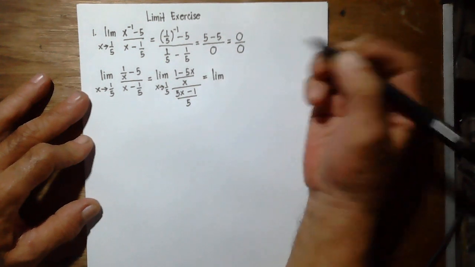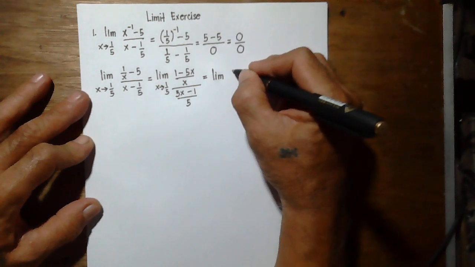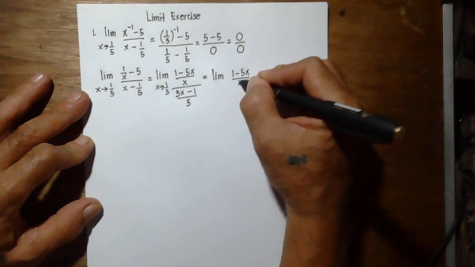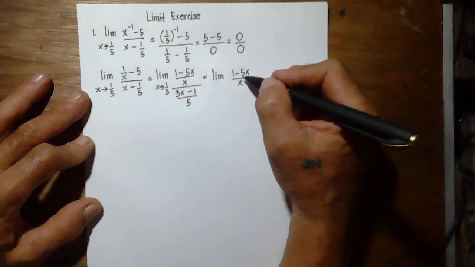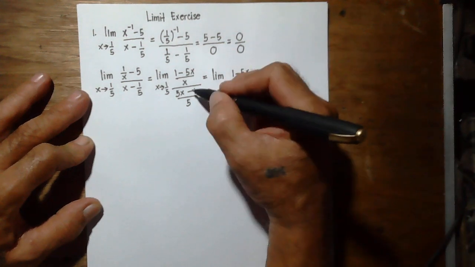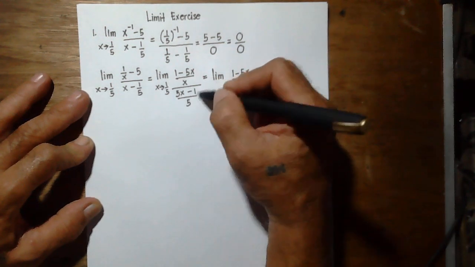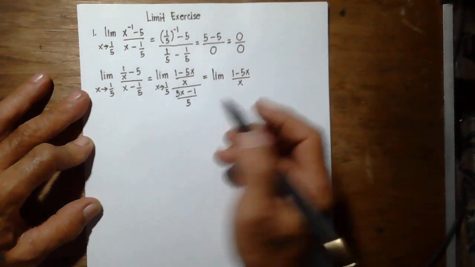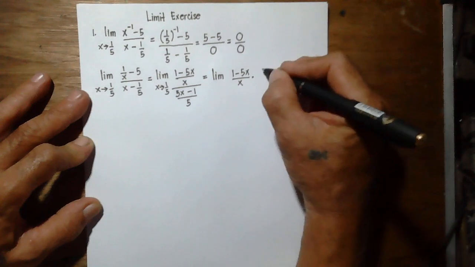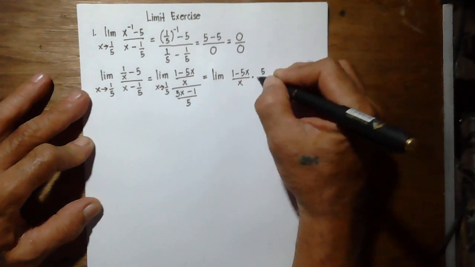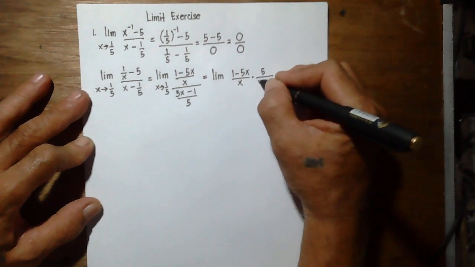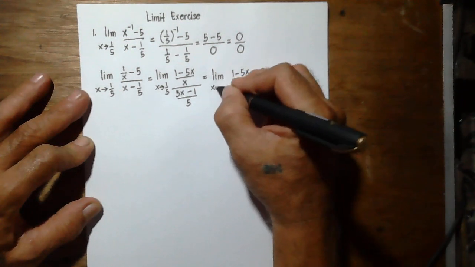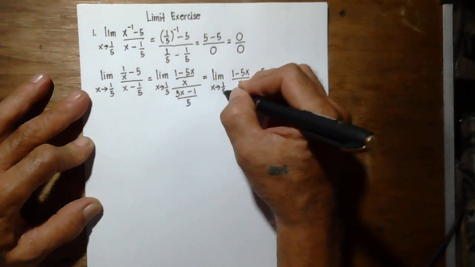Continuing, we have 1 minus 5x over x. This is the numerator, and we multiply this by the reciprocal of the denominator. And the reciprocal of 5x minus 1 over 5 is 5 over 5x minus 1, again as x approaches 1 over 5.